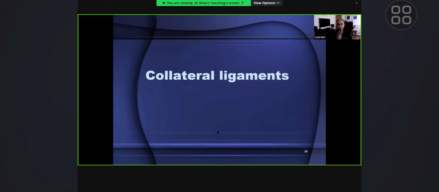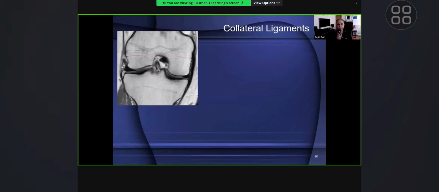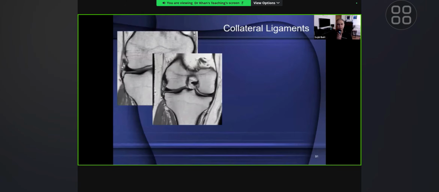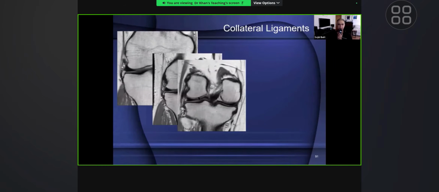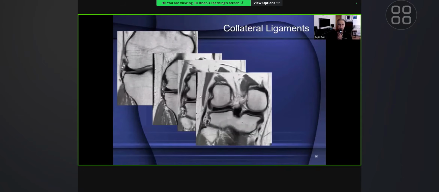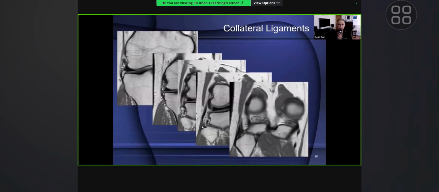Moving on to the collateral ligaments, we've got the medial and the lateral collateral ligaments. The medial collateral ligament is present more anteriorly. The lateral collateral ligament complex, I should say, anteriorly has the iliotibial band. And then further posteriorly, it has the lateral collateral ligament proper and the biceps femoris tendon, which forms the conjoint tendon and attaches to the upper fibula. So the MCL is more to the anterior side and the lateral collateral ligaments are present more posteriorly.